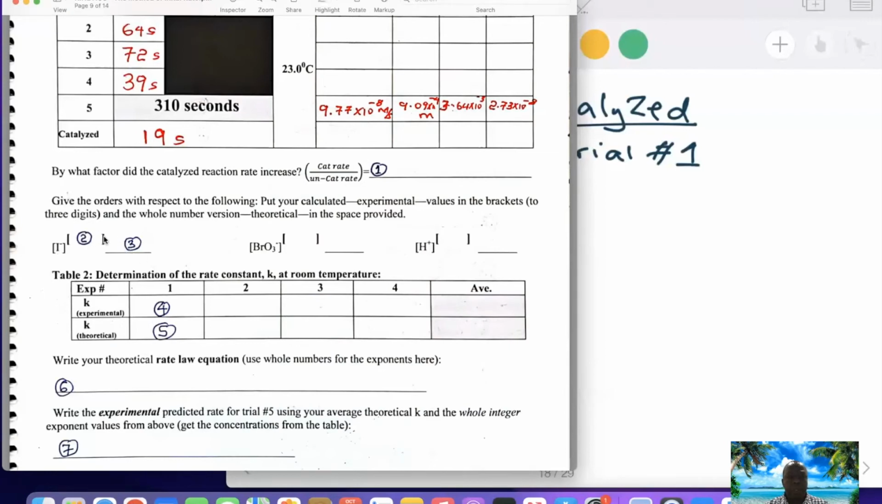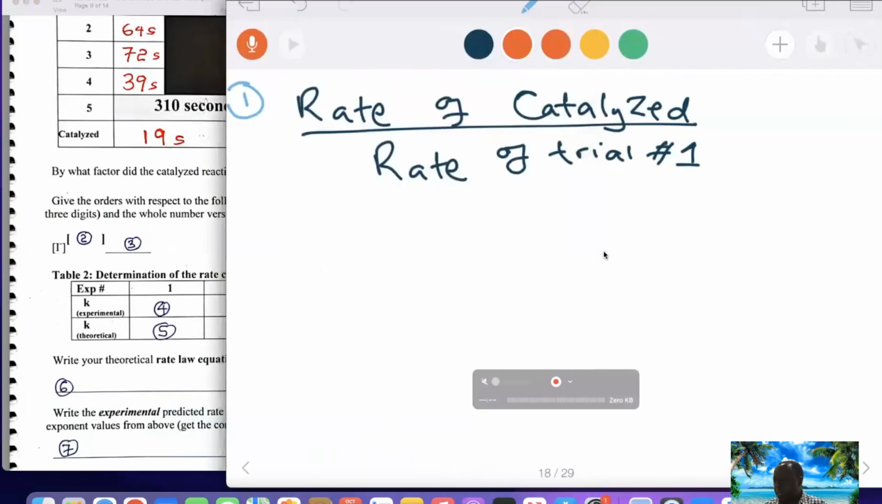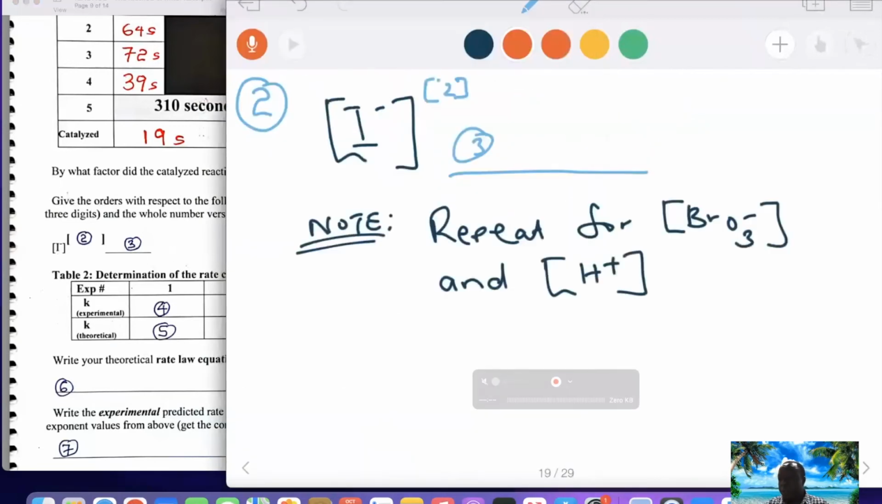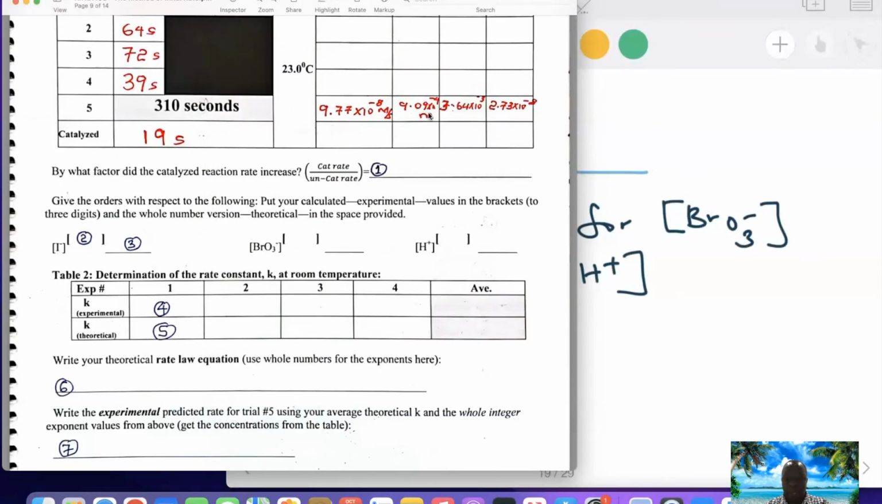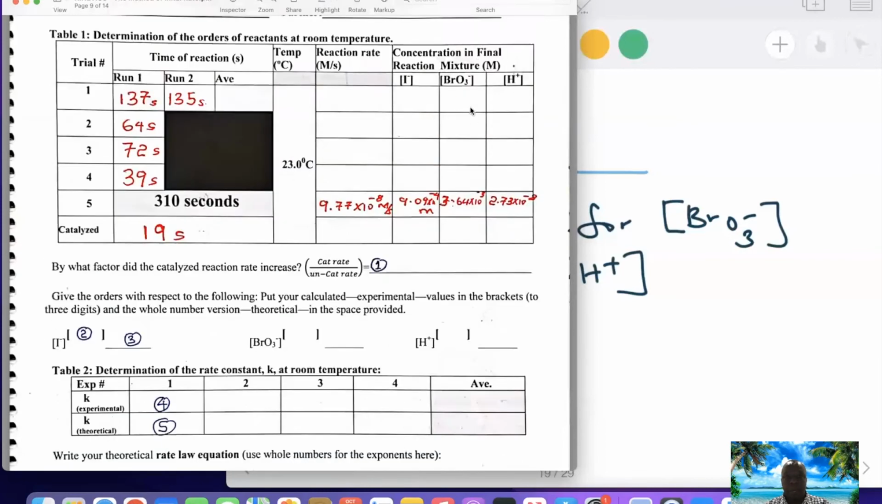For item number 2 and 3, they are the same. You will use the method of initial rates to find the reaction order with respect to iodide. In this case, for iodide, you will pick two experiments where the bromate and the concentration of hydrogen ion are constant, but this one is changing.